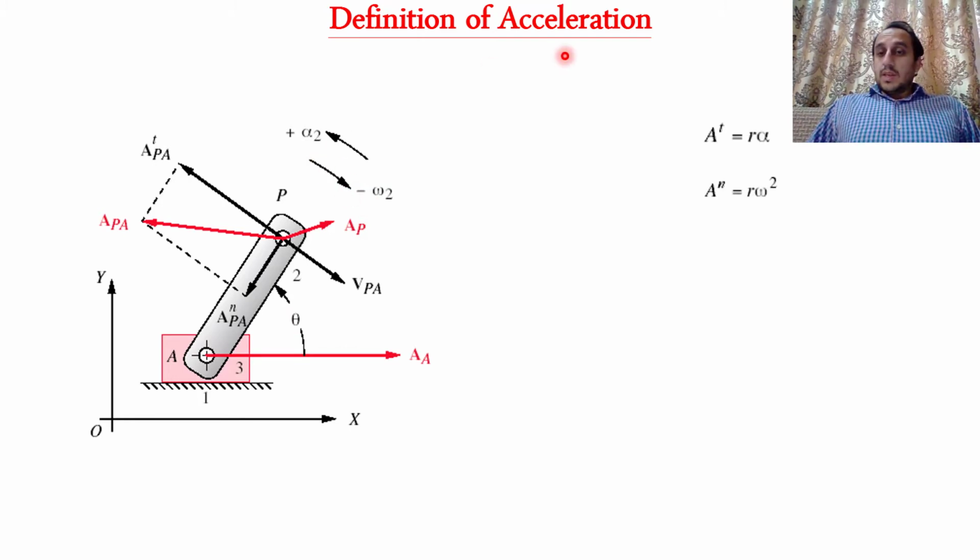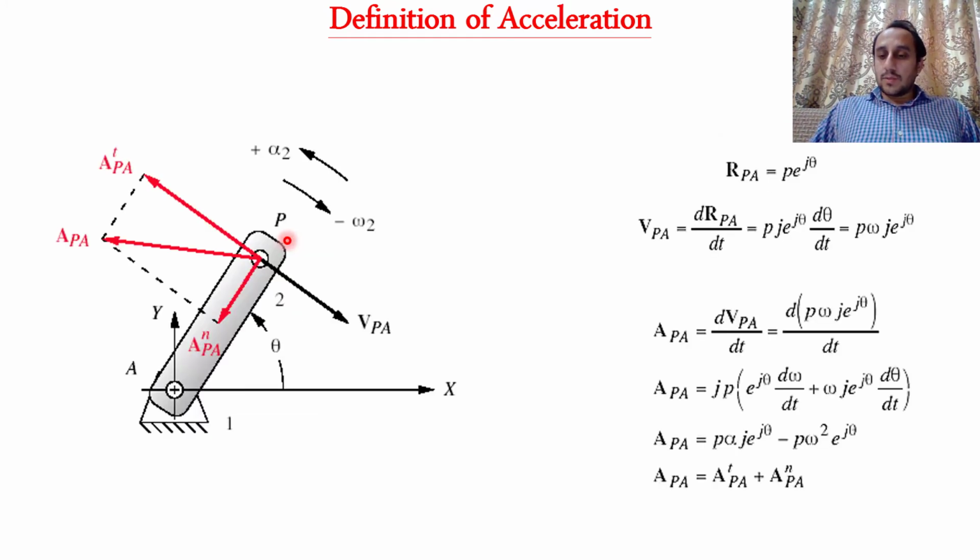ये हमने पिछली स्लाइड में देखा था कि tangential component of acceleration is what? That is r alpha, whereas normal component is r omega square. ये r क्या चीज होगी? r is basically the length of the position vector, ठीक है, और the length or the radius of the circle along which the link is rotating, ठीक है.